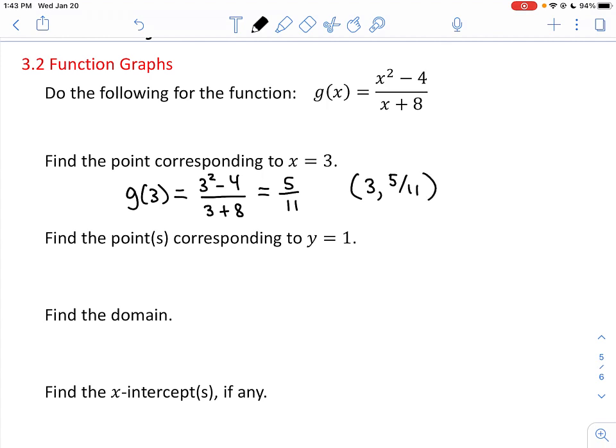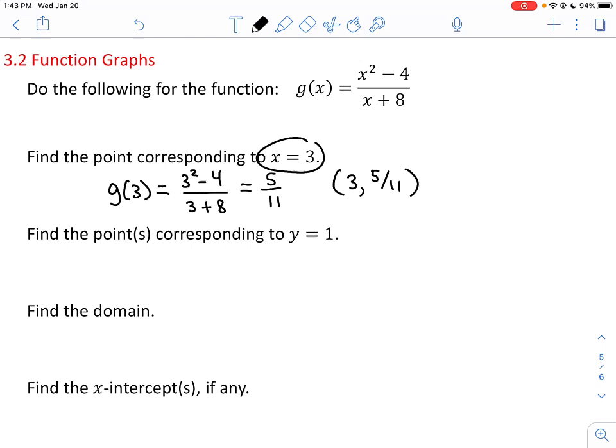Find the points corresponding to y equals 1. When you're given an x-coordinate, it's as simple as plugging it into the rule and you get the y-coordinate. But when you're given a y-coordinate, we actually have to anticipate an output of 1 and then try to determine what the input was.